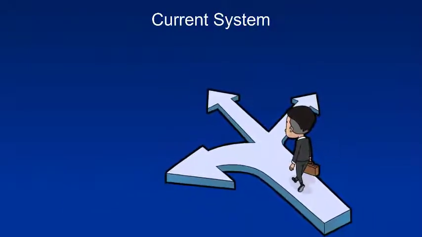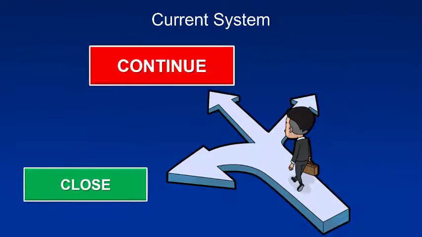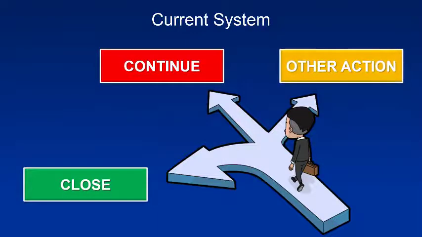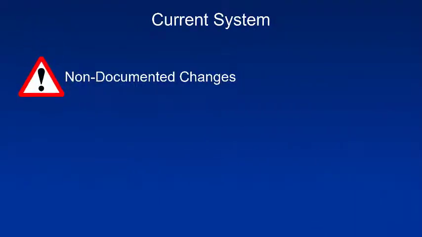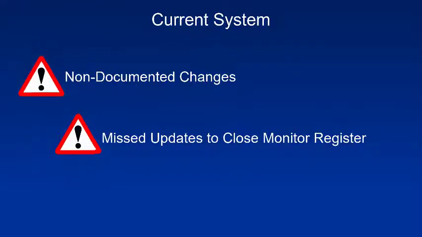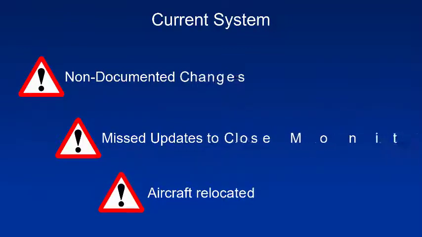At the end of the close monitor period, a decision is made to close, continue, or otherwise carry out further action. This part of the current process is not without problems either. There have been instances of unofficial or non-documented changes. The close monitor register not being updated, the aircraft has changed base or even been forgotten.